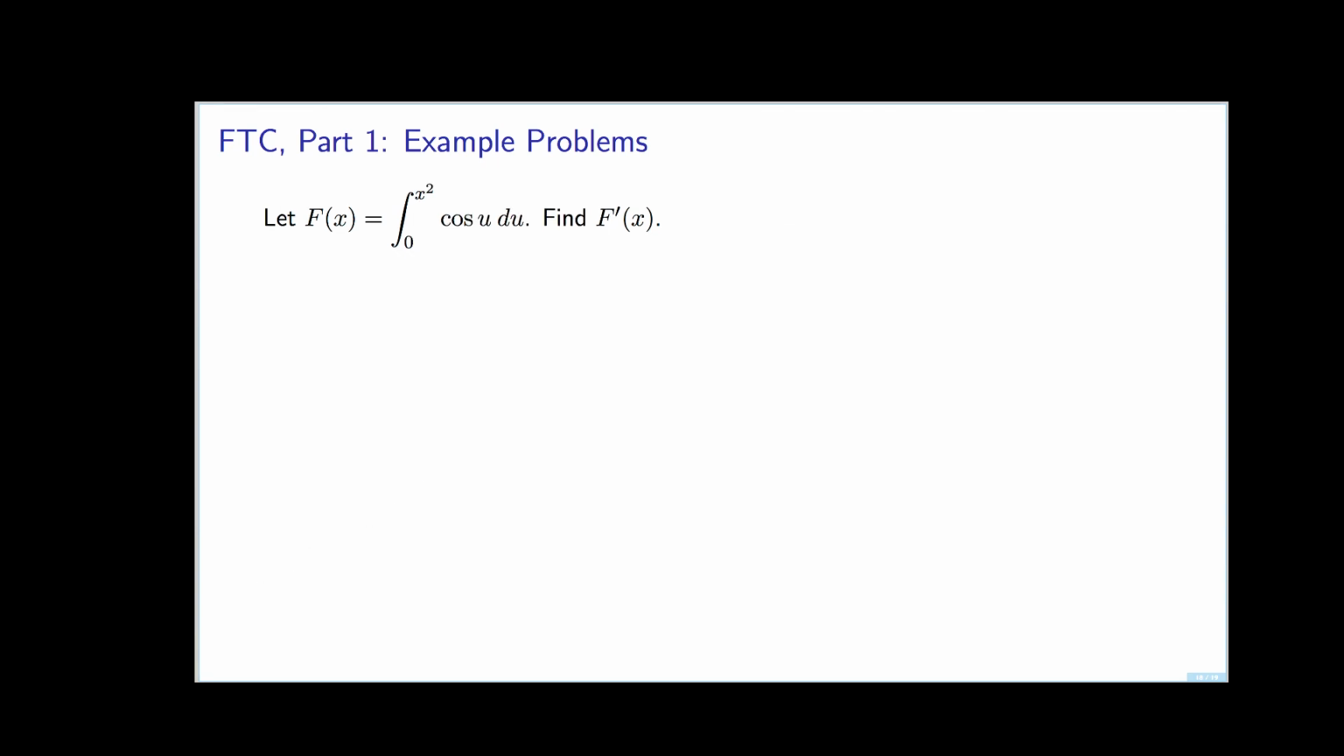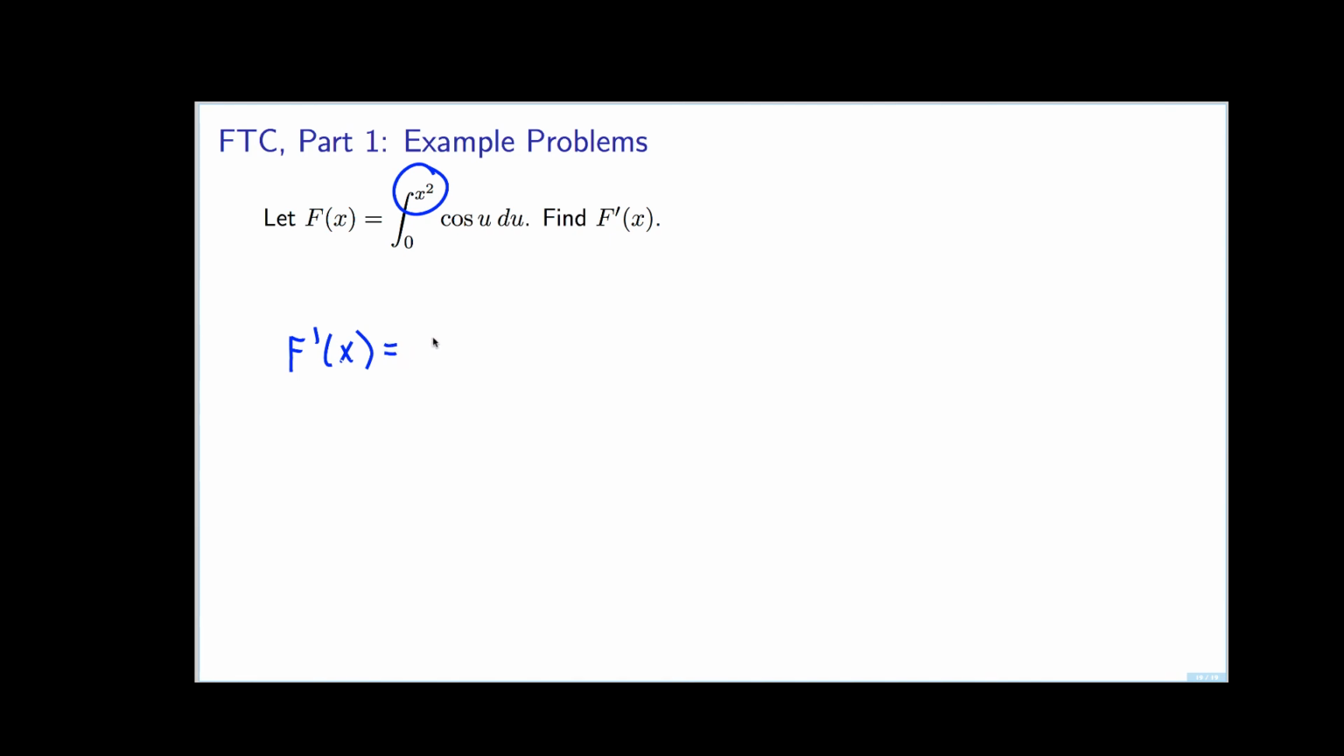Let's do one final example. Here we have integral 0 to x squared of cosine u du. So we have our constant in the lower limit, so we fit our mold, but we don't have an x, we have an x squared. So that means we have a composition of functions here. So we have a function of x in our upper limit.